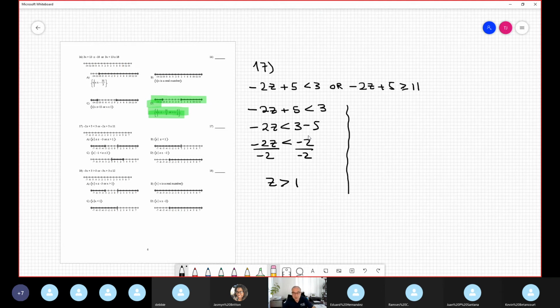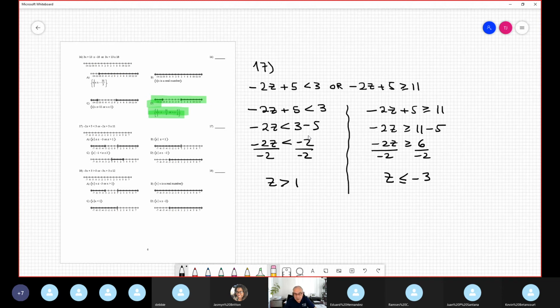And the second is similar. Minus 2c plus 5 greater than or equal to 11. Similar. Minus 2c greater than or equal to 11 minus 5. Minus 2c greater than or equal to 6. Divided by negative 2. This is c alone. This is switching again, switching because you divided by a negative number. Don't forget this. And this is negative 3.